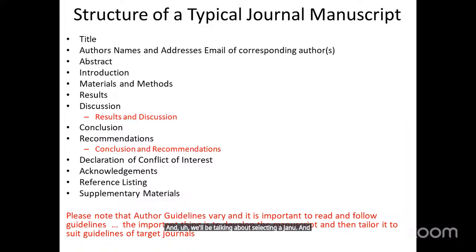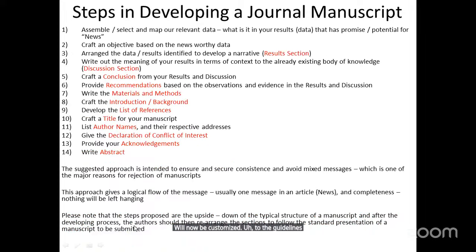And now you know why we have not said that select a journal, then think of the title, then think of the abstract. No, first write. And then after you've written, you have the blueprint to work with. And that blueprint will now be customized to the guidelines of the journal. Now, this is very, very important. It is the process that you now have to use to develop a manuscript. And we are calling it a step-by-step process.